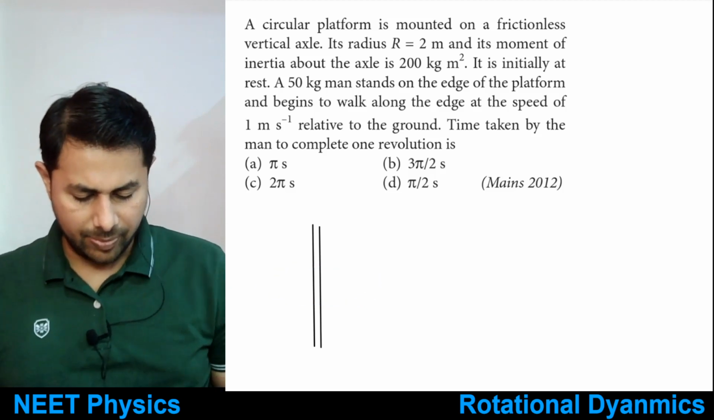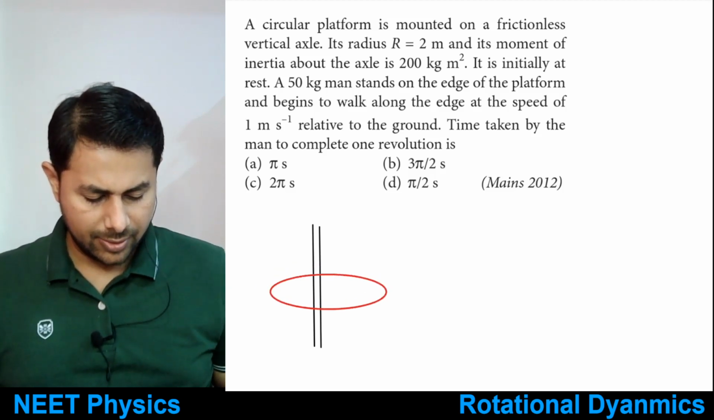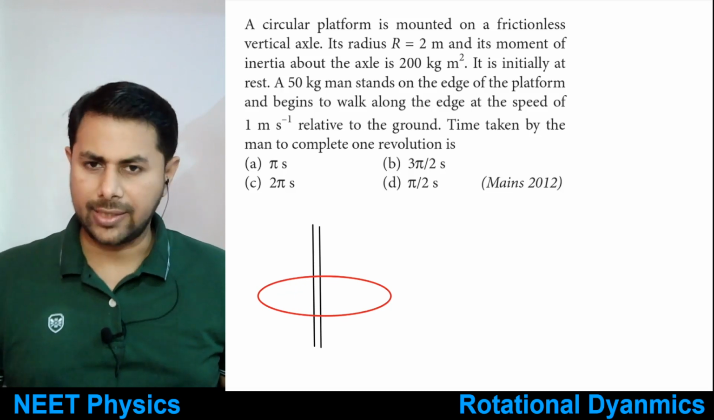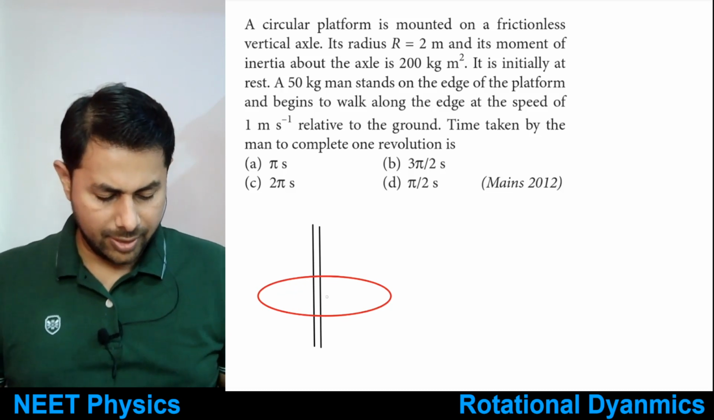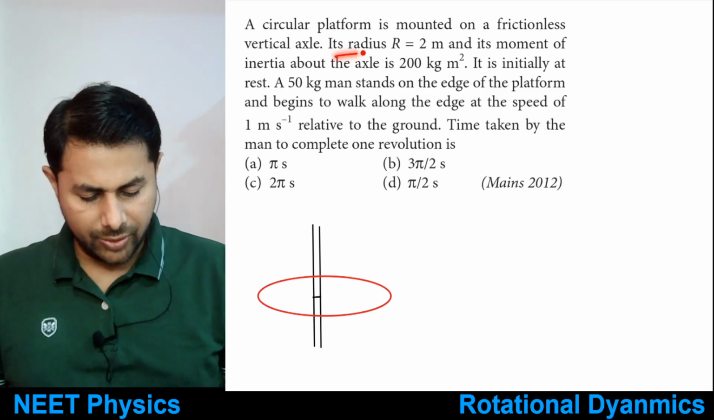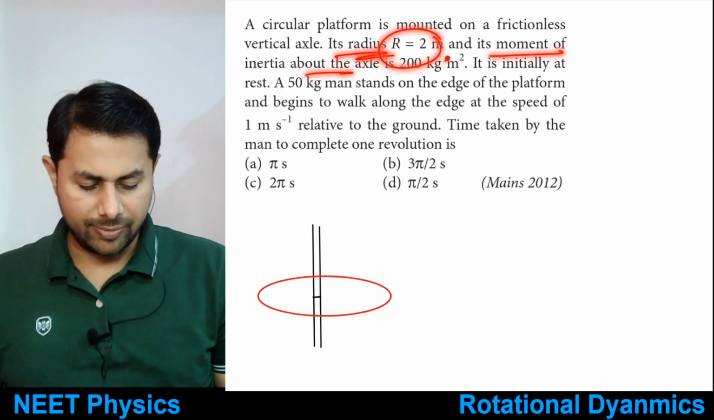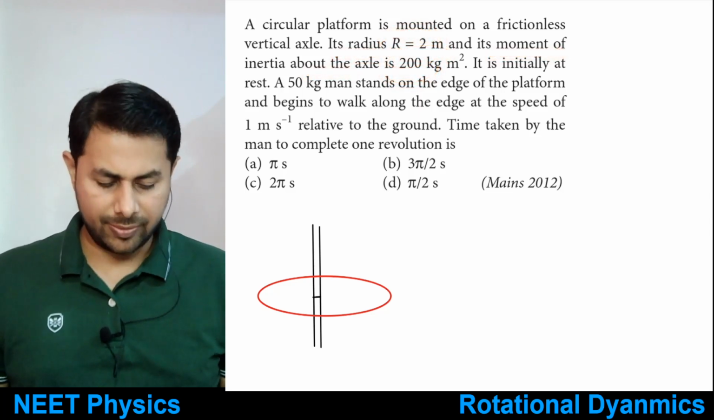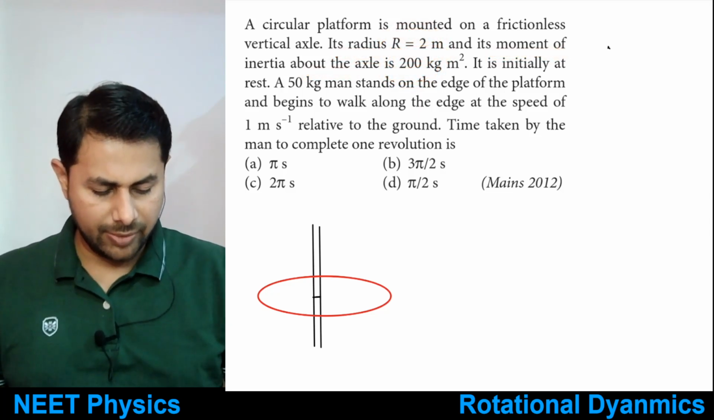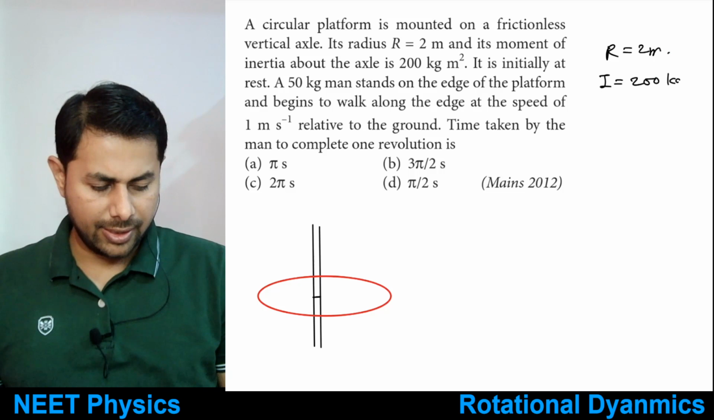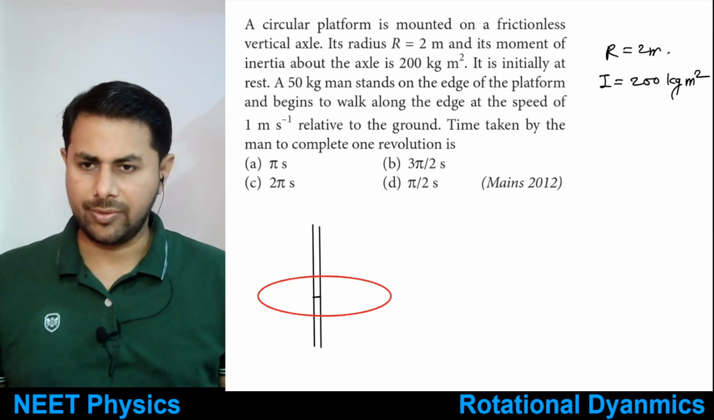There is a circular platform like this, and it is mounted on this axle, right? So then what do you have? Its radius r is equal to 2 meters and its moment of inertia is 200 kg meter square. Okay, so radius is given, r is equal to 2 meters, and moment of inertia of this platform I is equal to 200 kg meter square is given.